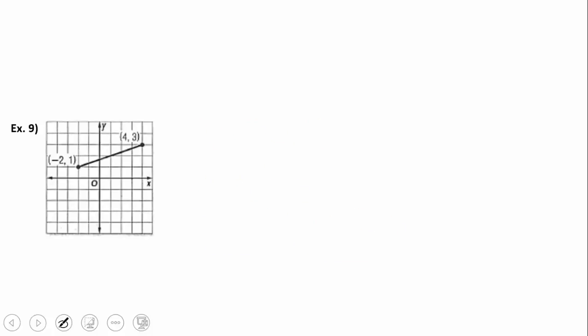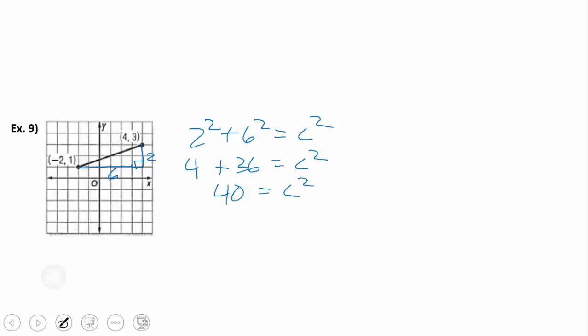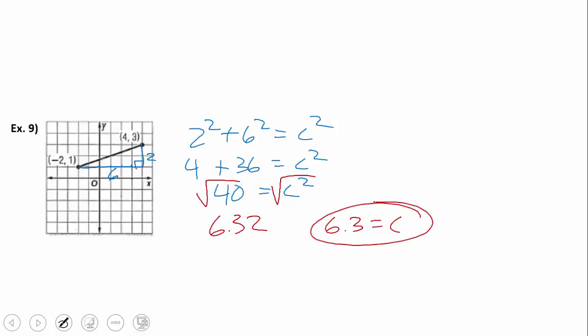One last time, drawing a quick right triangle in there, counting the side lengths. I have 2 vertical and 1, 2, 3, 4, 5, 6 horizontal. 2 squared plus 6 squared equals c squared. That's 4 plus 36 equaling c squared. That's 40 equals c squared. Finding the square root of 40, and the square root of 40 is 6.32. And of course it goes on. I only write down the first 2 digits because we're rounding to the 10th. So 6.3 is c.